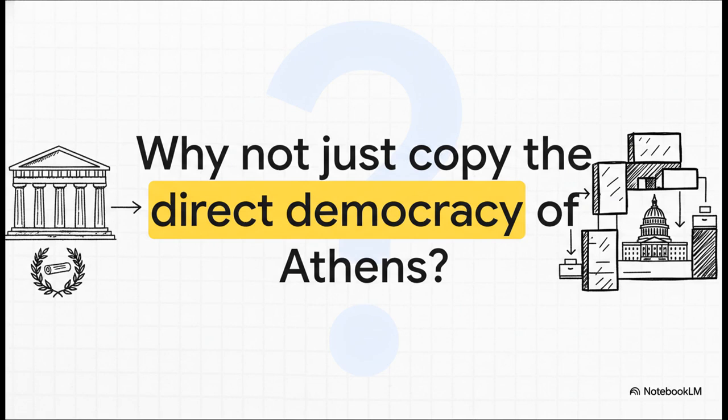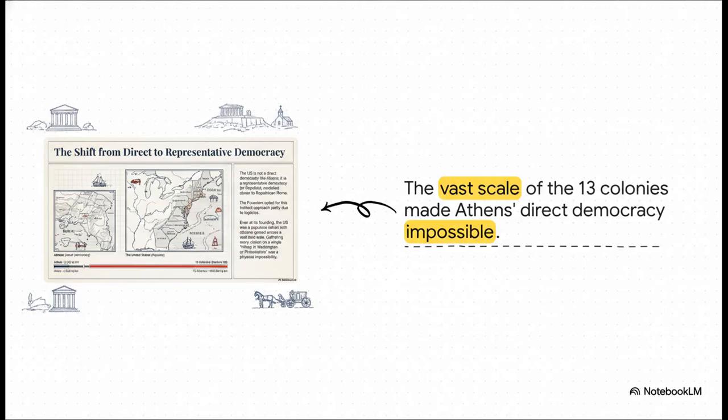So that begs a really important question, doesn't it? If the Athenian model was so great, why didn't the founders just copy it directly? Why go through all the trouble of inventing something new, this whole representative democracy thing? Well, for starters, it was a simple matter of size.